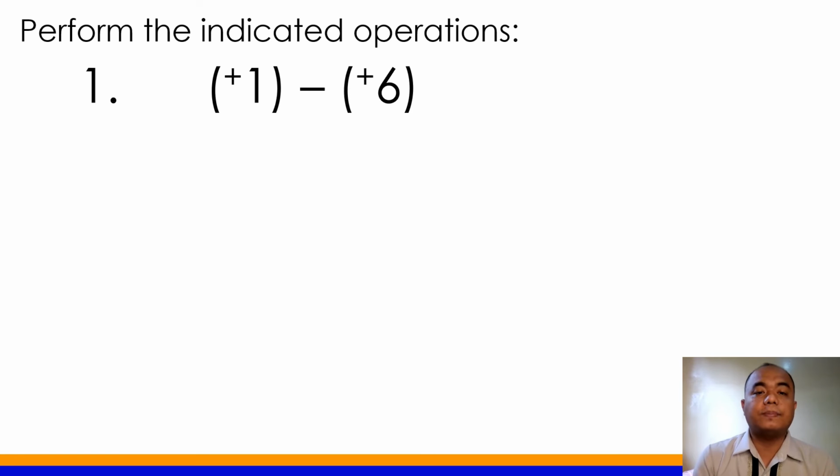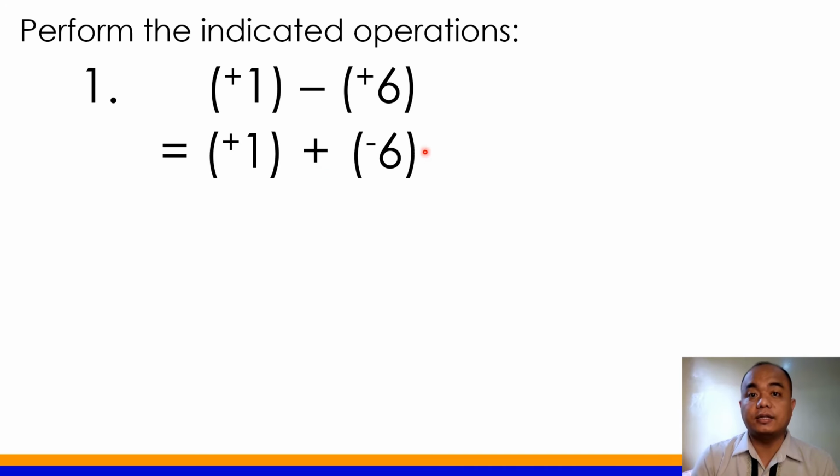So, the first step is to change the sign of the subtrahend. Copy the minuend and then change the sign of the subtrahend. Itong positive 6 na to, class, ang ating subtrahend. So, positive siya, magiging negative. And then, yung operation natin na subtraction, we will proceed to addition. So, addition na tayo.